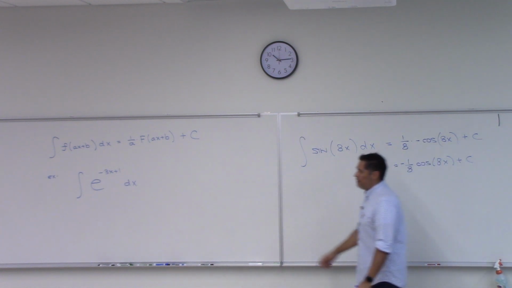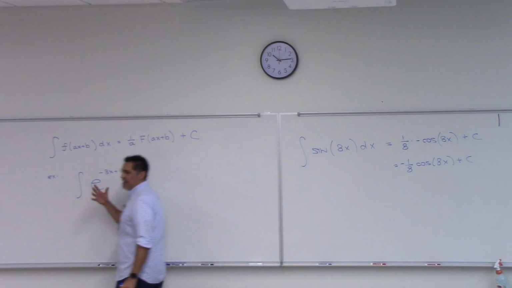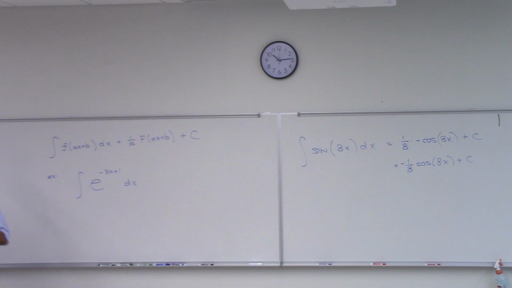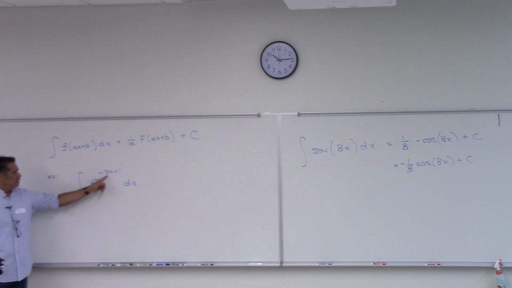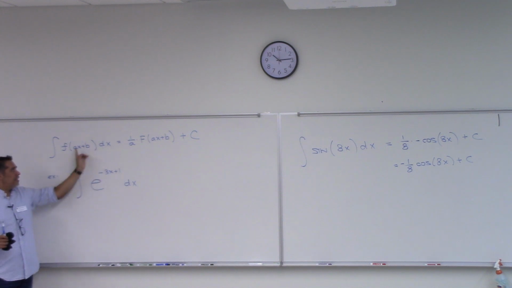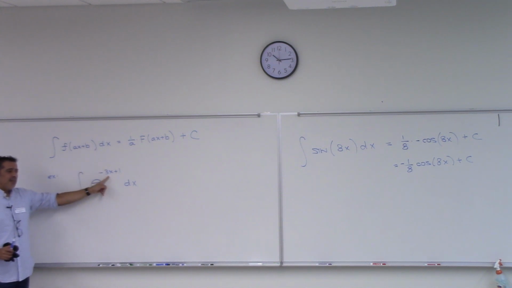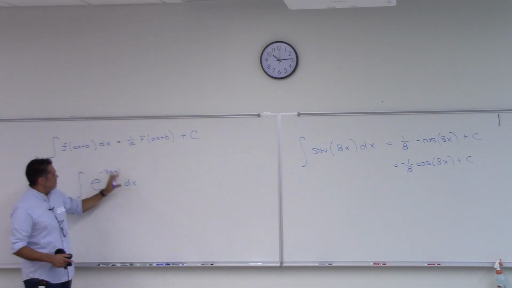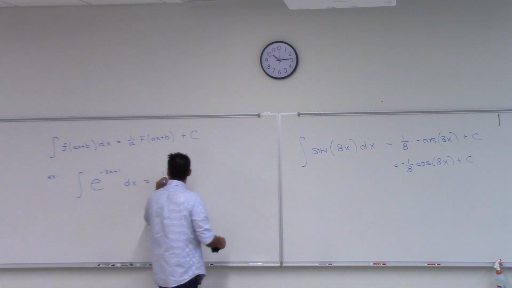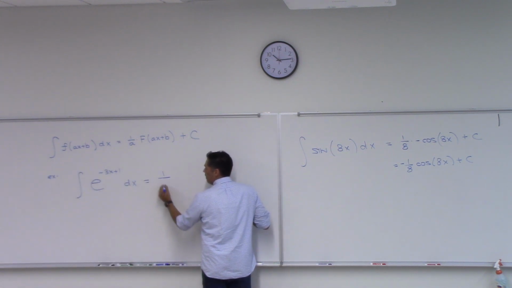Function, the little f here? It's the exponential function e, right? What's being plugged into the e? Negative 3x plus 1. Is that linear? This only works if this is linear, okay? If that's linear, then I know that the antiderivative of this will be 1 over a, which for us would be 1 over what? Negative 3.